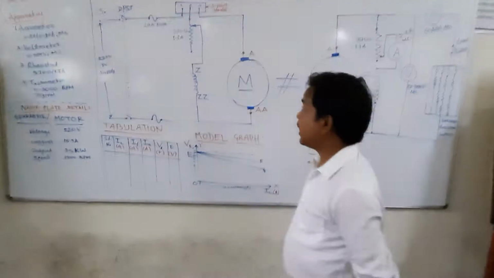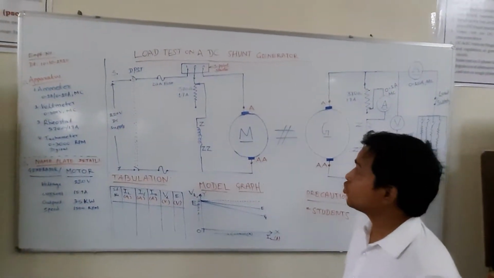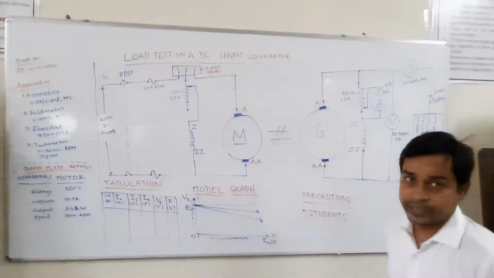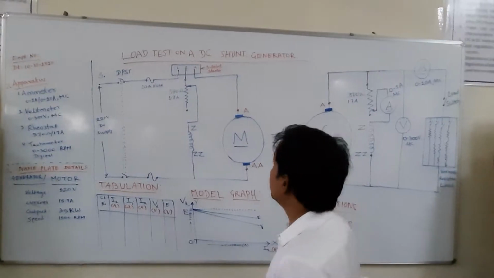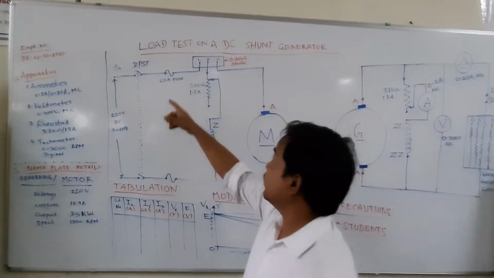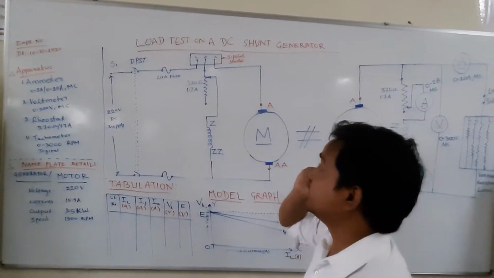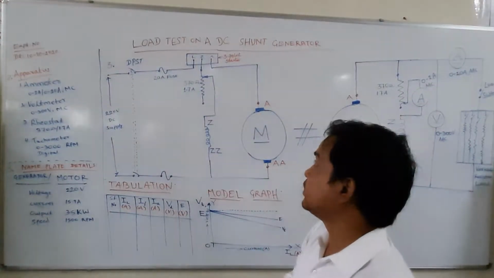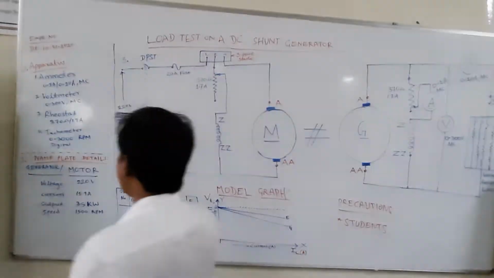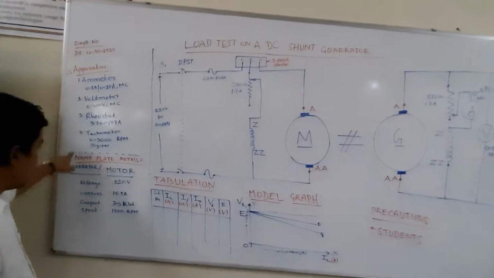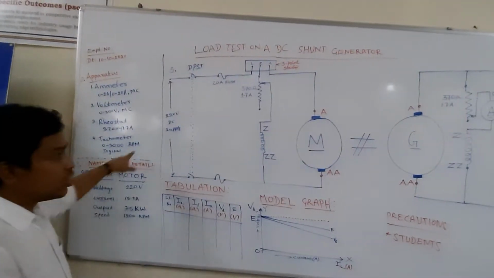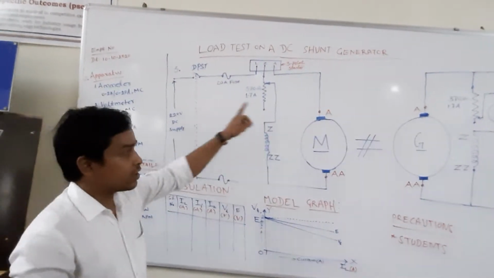So today I will give an explanation of the experiment named load test on DC shunt generator. My approach is that I will first explain the meaning of this load test on the DC shunt generator and the need to do this experiment. Then I will explain what apparatus we need, the nameplate details, and how to use this apparatus to create the circuit diagram and how the circuit is working.